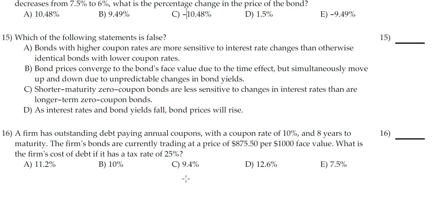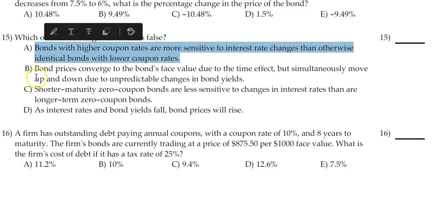It's related to the fact that if there's no coupons, or if coupons are very small, then the present value of the bond depends very heavily on the face value repayment, which is very far in the future. And the further in the future the payment is, the more sensitive present value is to the fluctuations of the discount rate. So that's our answer, but let's check out the other statements.